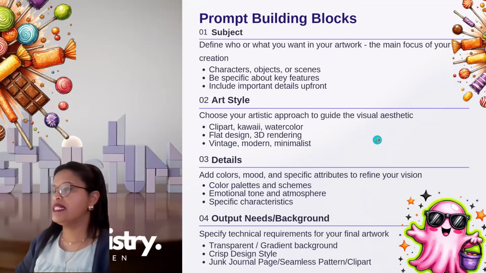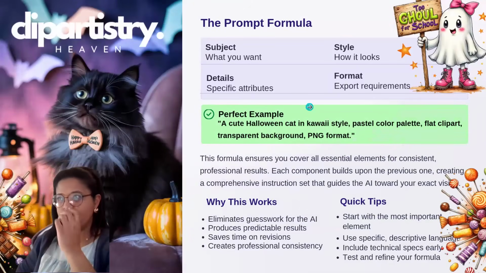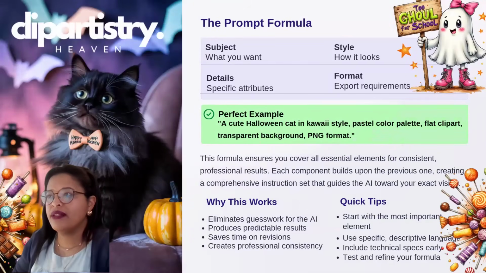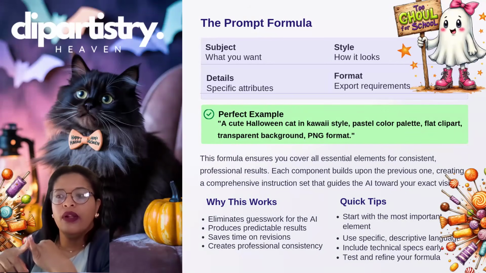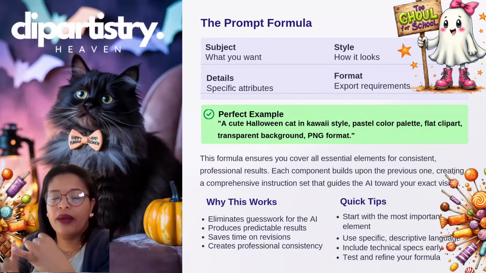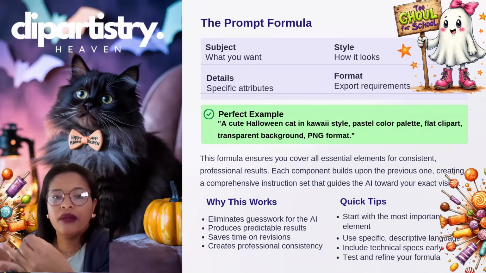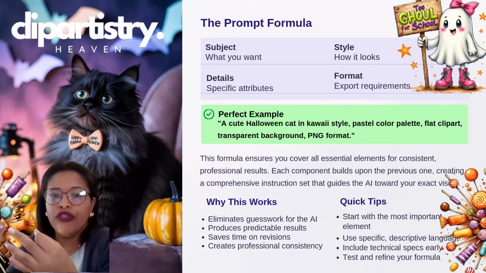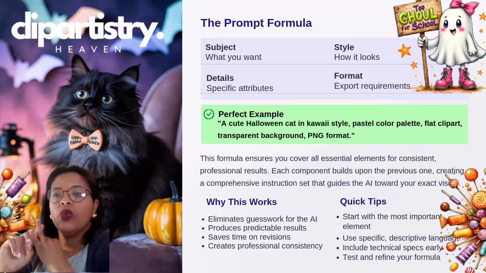Okay, so let's go to the next slide. I'll do a practical example in a minute for you guys. Just to summarize the prompt formula. So, subject, what do you want? A black cat, a brown breeded dog, a coffee cup, a surfboard. What is it that you want, right? Secondly, what is the style?